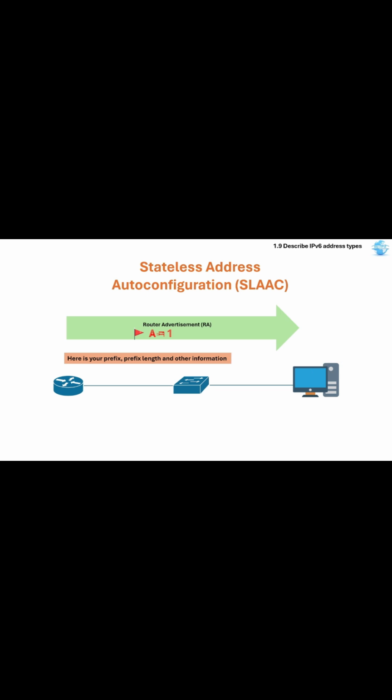If SLAAC is allowed, the device takes the /64 prefix from the router, and it also creates the remaining 64 bits, or the interface ID, on its own, often using modified EUI-64. And the full IPv6 address is generated from the prefix provided by the router and the modified EUI-64. If the A flag is 0, SLAAC is not allowed. The host may have to use DHCPv6 or other means to get an address.